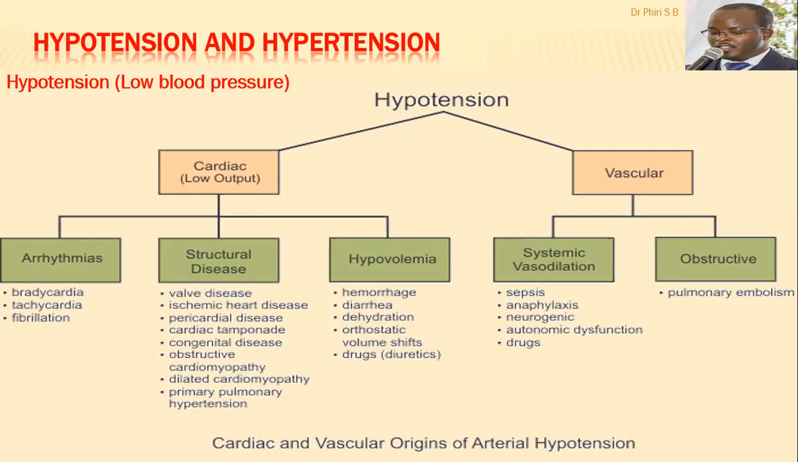Then you can also have neurogenic causes, due to maybe misfiring of the sympathetics, so they are not stimulating the heart to increase the heart rate, so the cardiac output will reduce, then the blood pressure will be low. Autonomic dysfunction also, there are certain drugs. So again, here you have the pulmonary embolism, which is obstructive. The total peripheral resistance is decreasing, and that will also result in hypotension. So these are factors affecting the heart and the blood vessels that will result in hypotension.